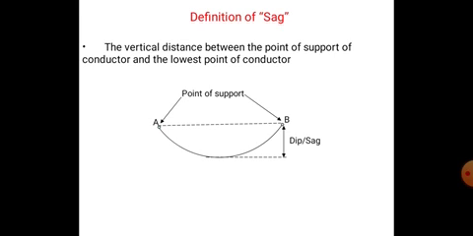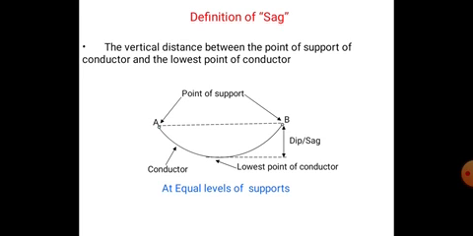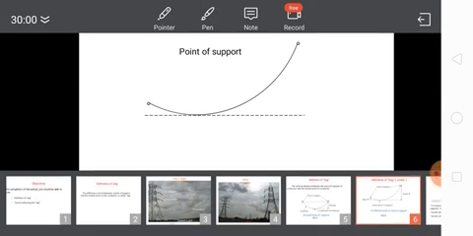Dip is known as sag. Sag or dip, both are the same. It is the lowest point of the conductor. Supports can be at equal levels or at different levels. If one pole is very short and the other pole is very high, the distance between these poles is called unequal supports.